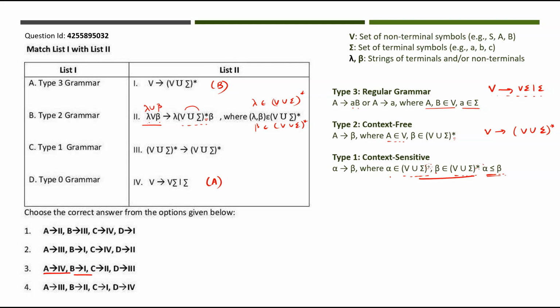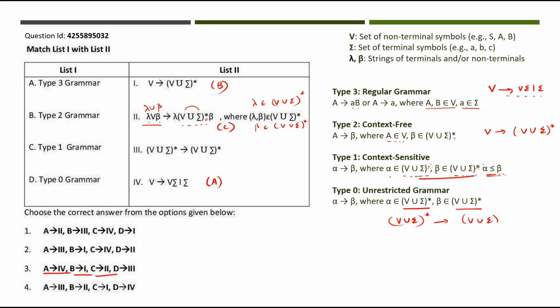So we can map type 1 grammar C to 2 here. C2 is available here. What about type 0 grammar? It is unrestricted grammar. Alpha derives beta, where both are strings of terminals and non-terminals. Just take V union summation star derives V union summation the whole star. This is what is given exactly in option 3 of list 2. So D will be mapping to 3. Option number 3, A4, B1, C2, D3 will be the right answer.